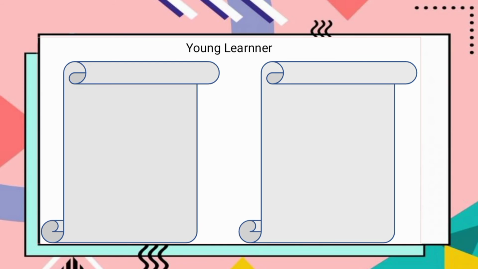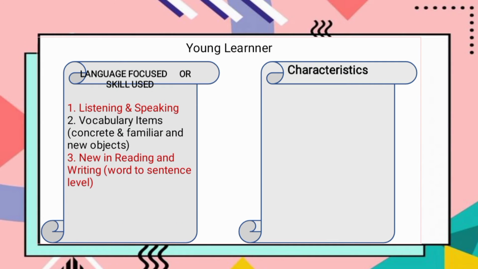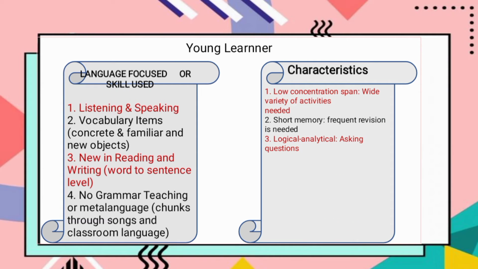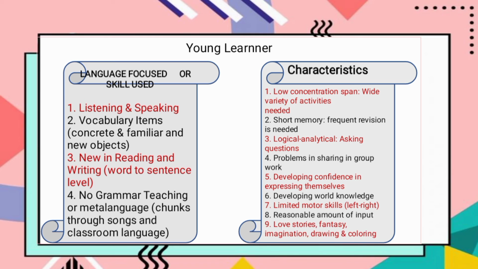And in young learners, language focus or skill use: first is listening and speaking. Second, vocabulary items include concrete, familiar, and new objects. Third, new in reading and writing, word to sentence level. And the last, no grammar teaching or meta language, chunks through songs and classroom language.